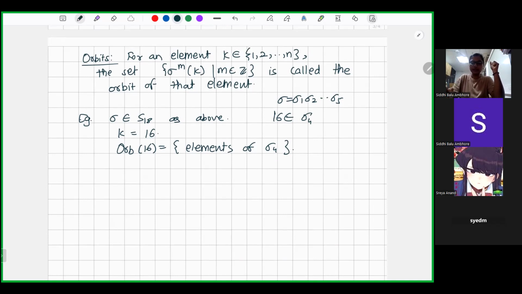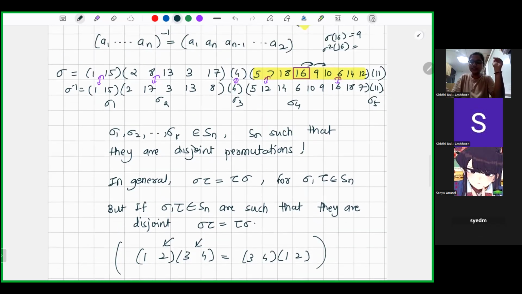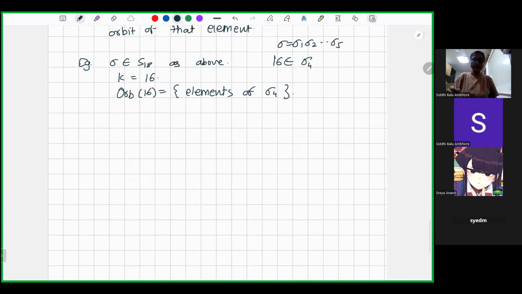So for each element, the orbit is the elements in the cycle to which that original element belongs. For example, if k belongs to some cycle of sigma in Sn, then the orbit consists of all the elements of that cycle. I hope you understood. If there is any doubt, or something difficult to understand, please let me know. I'll re-explain. But I hope you got the idea of what I'm trying to say here. For every element, I'll write this statement.